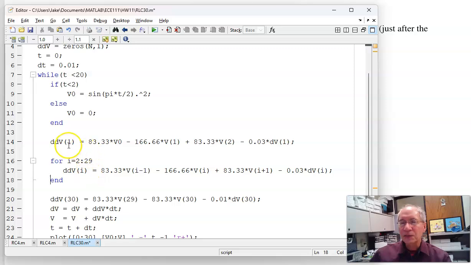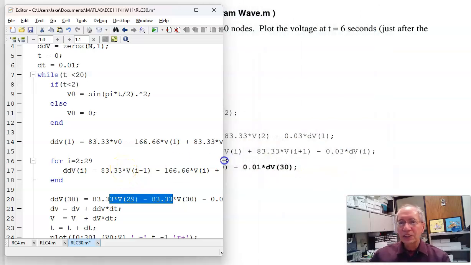The oddity is the first node I can't do because MATLAB hates the index 0. I can't do the last node. The last node's different because there is no node 31. So this equation is slightly different at the last node. So the first node and last node are slightly different. Otherwise, I now have 30 nodes. Well, let's see how that behaves.